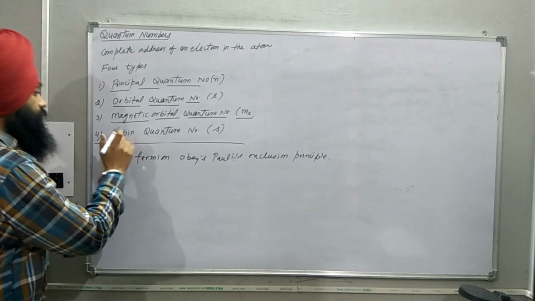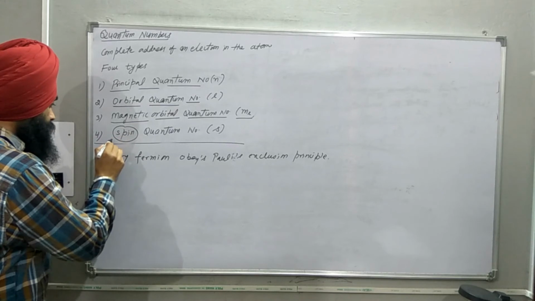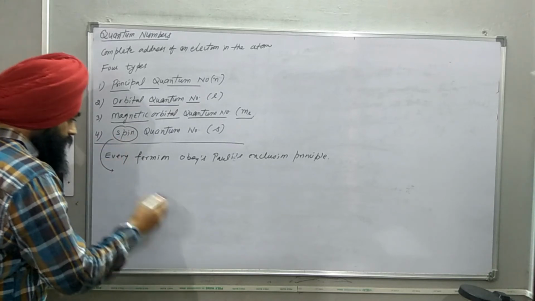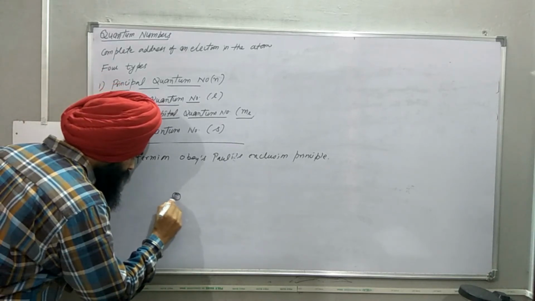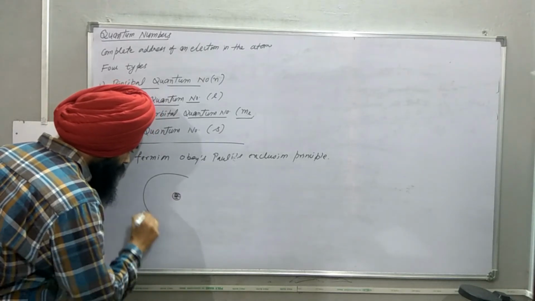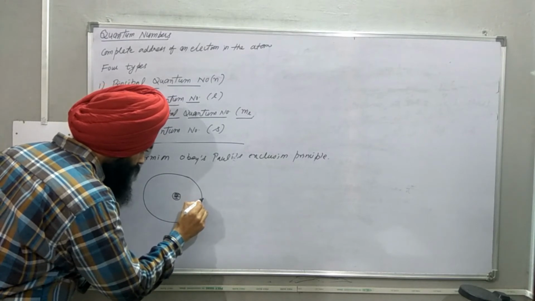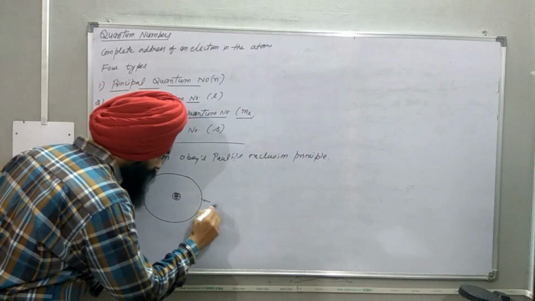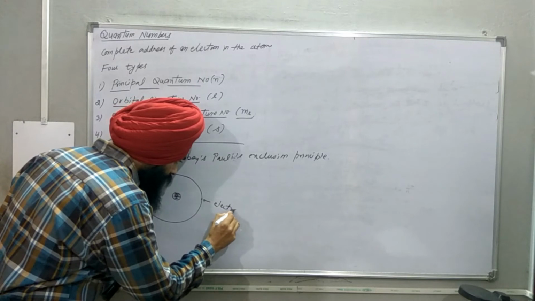So, what is spin? Again, we know that this is the nucleus, and this is the orbital motion of, let us say, this point particle, which is an electron.